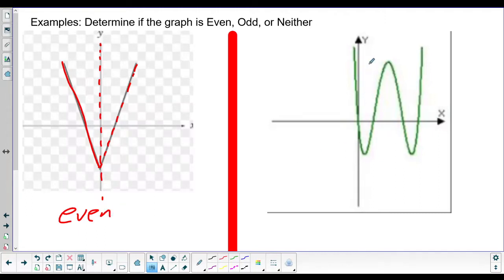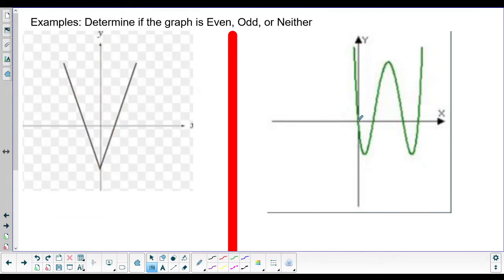All right. If we look at this one, if I fold it here, that's not going to match up. It does look symmetrical, right? But if I fold it, this piece here is going to look like that. That's not landing on top of the rest of the graph, is it? Neither is that. You can see that this isn't landing anywhere. So, all right, it's not even.